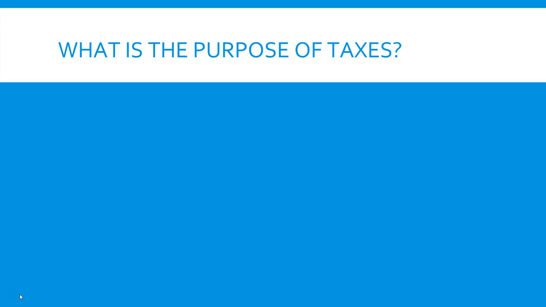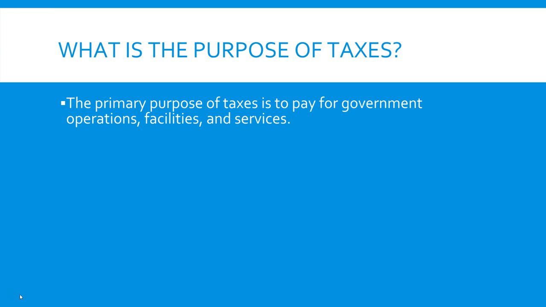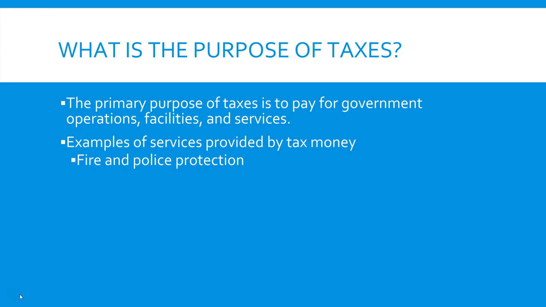So what is the purpose of taxes? Why do we pay them? Well, the primary purpose of taxes is to pay for government operations, facilities, and services. That would include services such as fire and police protection, so paying salaries of our firefighters, our police officers, any cars or vehicles needed, any resources needed related to that. And that is typically on the more local level in terms of funding for those things.